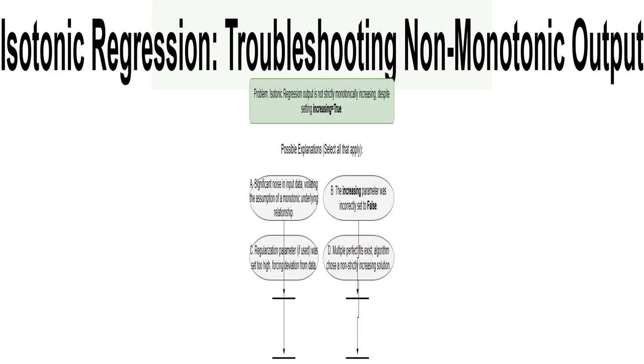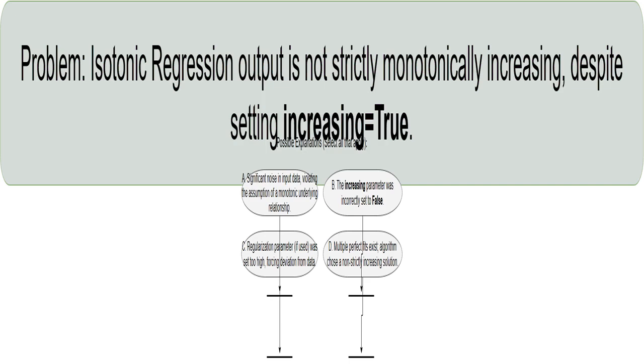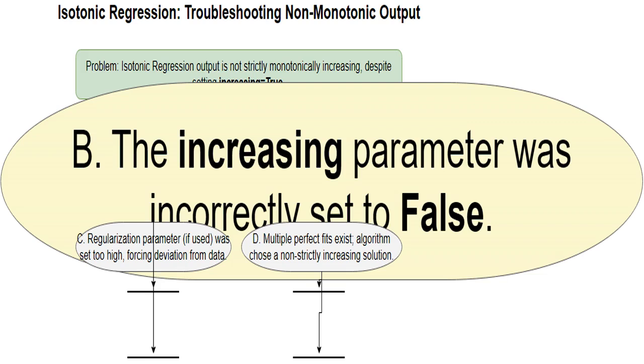I'm focusing on understanding why scikit-learn's isotonic regression might not produce a strictly increasing output, even when I explicitly tell it to. It's all about troubleshooting a common issue in this type of regression. I'm trying to figure out why my isotonic regression model isn't always increasing, even though I've set the increasing parameter to true. Something's causing unexpected dips in the output.